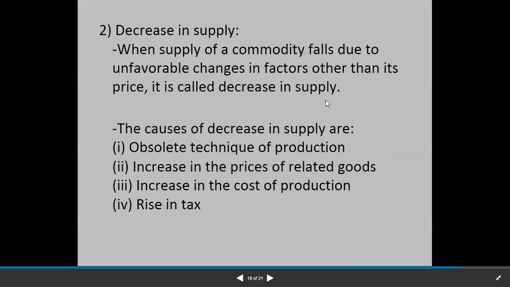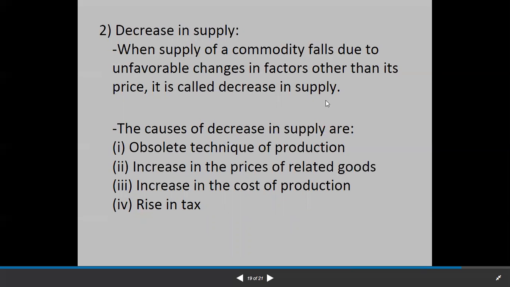Now decrease in supply. Decrease in supply refers to a fall in the supply of the commodity caused by any factor other than the own price of the commodity. In case of a supply fall at the same price, supply remains the same even at a higher price. It leads to the leftward shift in the supply curve, as seen in the figure.